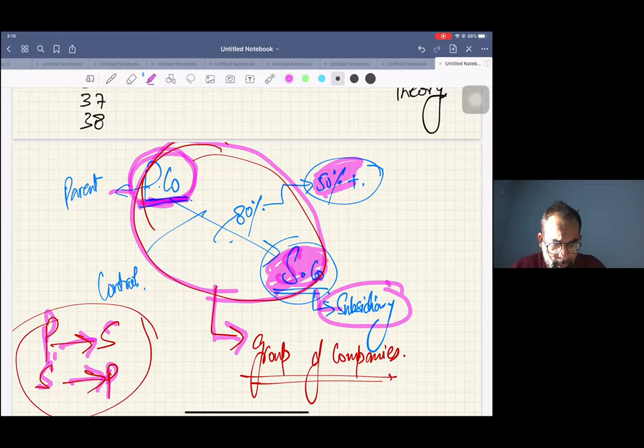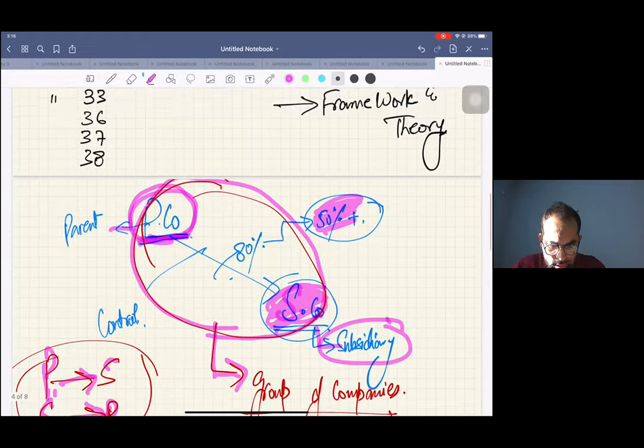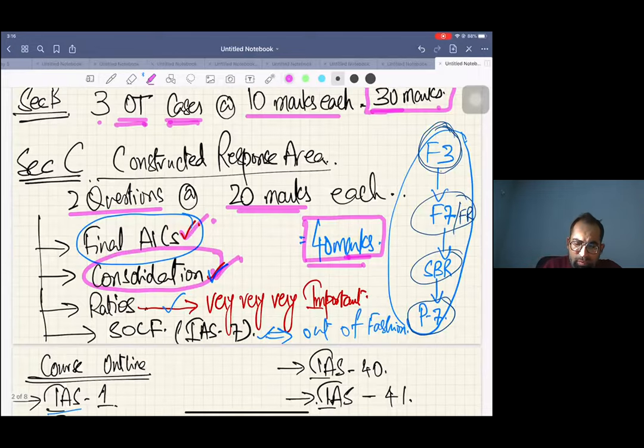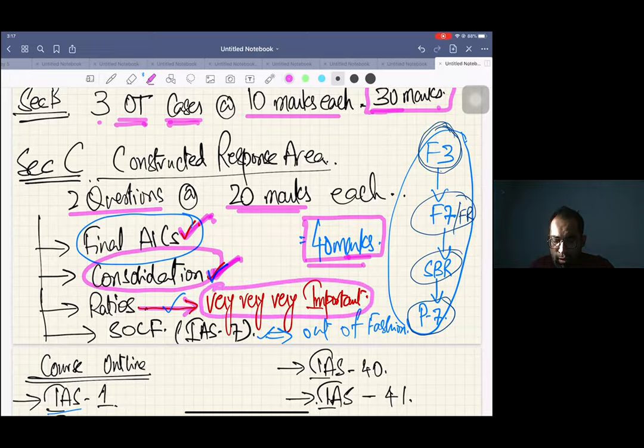Okay. Now, so in section C, you may get final accounts, 20 marks, or you may get consolidation of 20 marks. One more area, you may get ratio analysis, that is interpretation of financial statements. And what I have written, see, I have written here, very, very, very important. This ratio analysis is very, very, very important here.